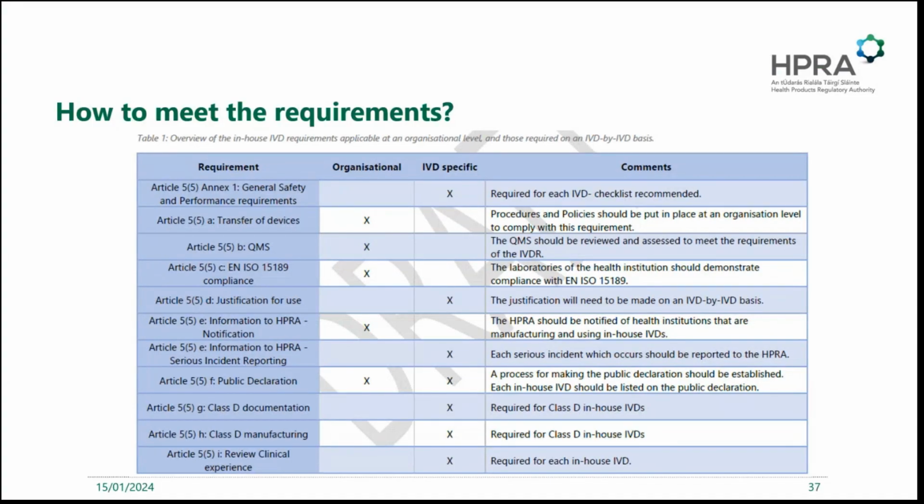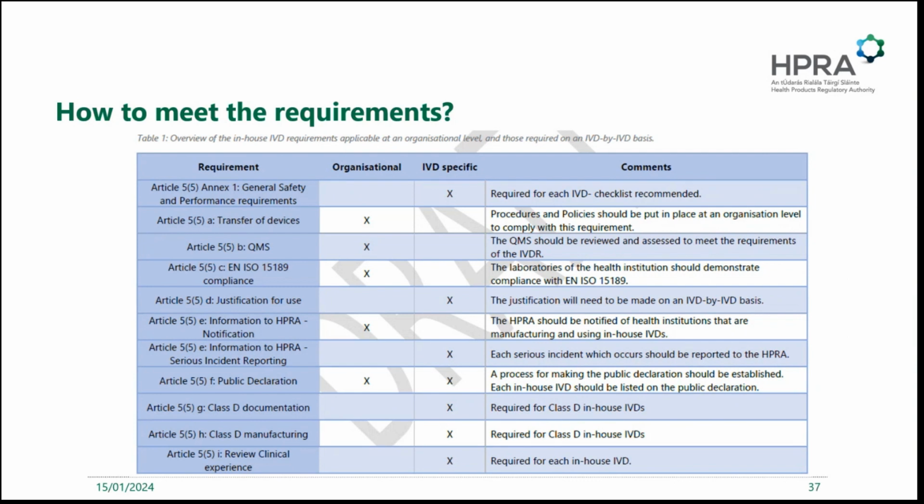So this is one of the tables you'll find in our guide, and it lists the different requirements on the left, and then there's two columns, one for organizational, one for IVD specific, and some comments on the right. So if we start going through the organizational column, here we were trying to call out where some of the requirements you can really address on an organizational level or on a laboratory level, but you don't have to address them for every specific in-house IVD.